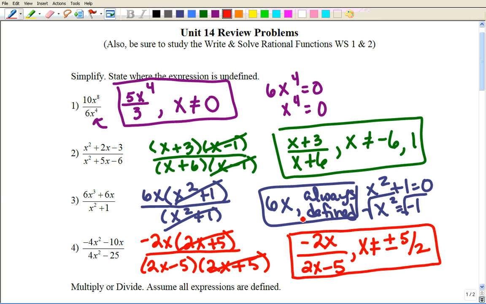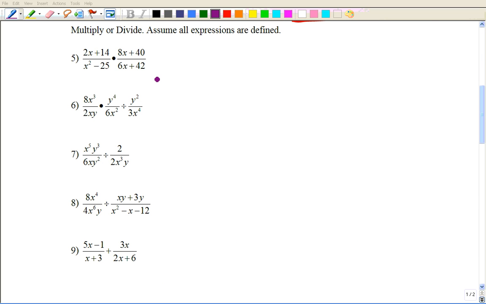Alright, so that's simplifying. Let's look at multiplying and dividing. Okay, so on number 5, before we multiply anything together, let's factor everything completely. So on this first expression, that has the greatest common factor of 2, so that'll be 2 times x plus 7. And its denominator is a difference of squares, so that'd be x plus 5 and x minus 5.